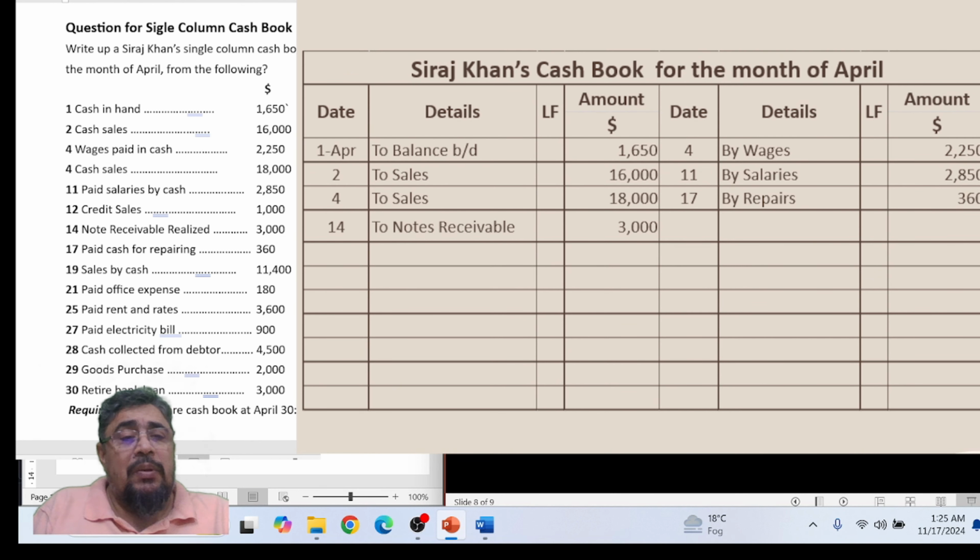Next, on 19th April, sales by cash. So we are receiving the cash by sales, so record on the debit side. Debit side, on 19th April, to sales 11,500. Next is paid office expenses. So this means now we are paying the office expenses, so we will record here on the credit side, by office expenses, 180 on 21st April.